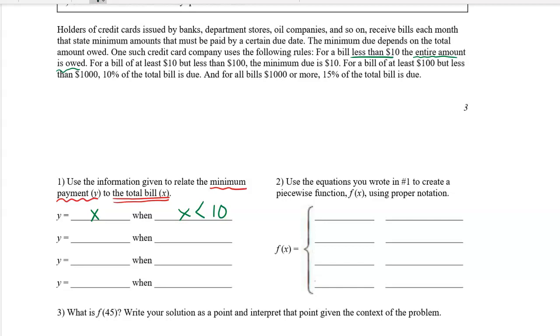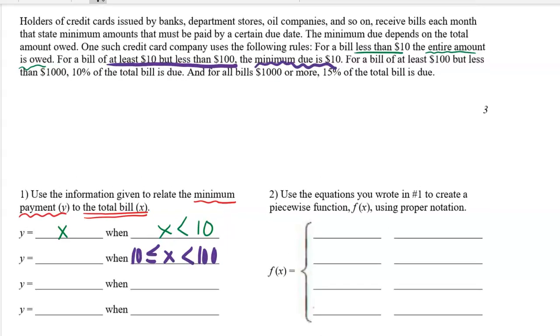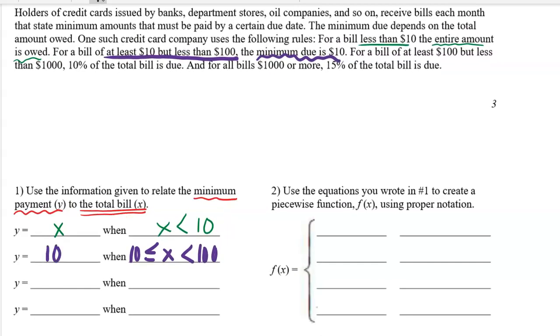I'm going to use a different color for the next line. Ready? For a bill at least $10 but less than 100. Would you guys agree that at least means if I have at least $10, could I technically have 10? Okay, so that's inclusive, so including 10, but less than 100. Okay, so now this one says the minimum due is $10. So far, so good?